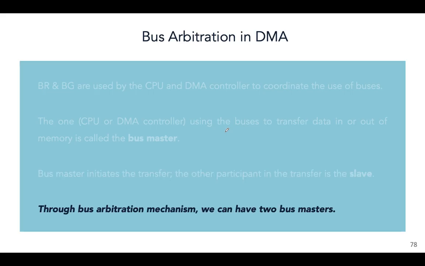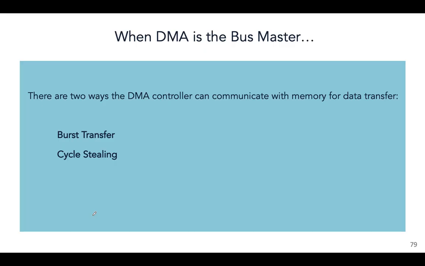So through the bus arbitration mechanism, what we're trying to say is that we can have two bus masters. When we're talking about direct memory access, we can have two bus masters. Usually there's only one; usually only the CPU is in charge of all the buses. But during DMA, through the BR and BG lines, we can have two bus masters. Normally the CPU is in charge of the buses, but since we're talking about direct memory access, let's see what happens when DMA is the bus master.